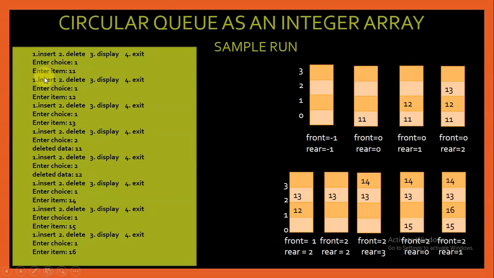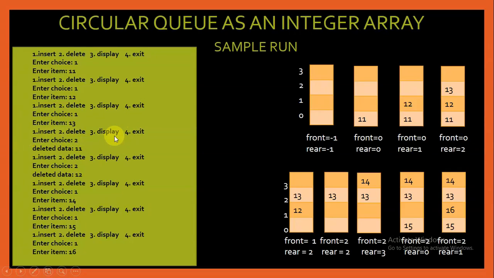Now the menu will again be displayed. I will insert one more element, 12 here. You can see when I insert an element, rear gets incremented and front remains 0. Now again the menu will be displayed and I enter the choice 1. This time I am entering data 13. So if I enter data 13, again rear is incremented by 1 and rear becomes 2.